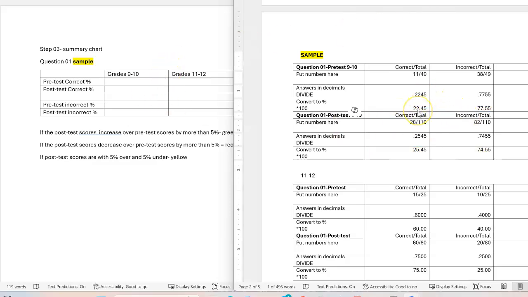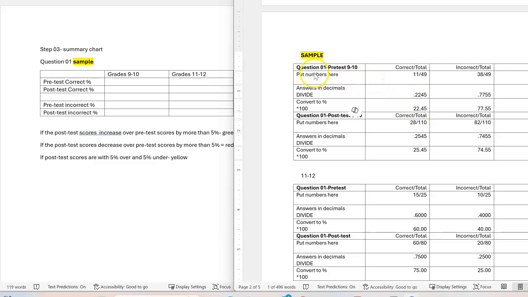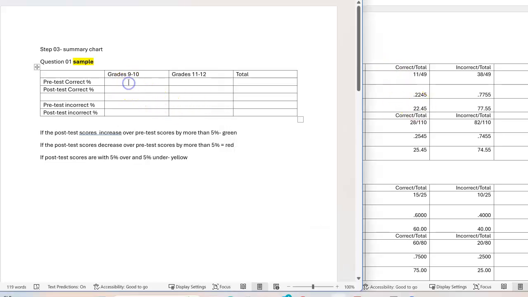So if we take 22.45%, this is question 1, grades 9, 10, 22.45% got it right on the pretest, and on the post-test, 25.45% got it correct. The incorrect is 77.55, and on the incorrect post-test, 74.55.